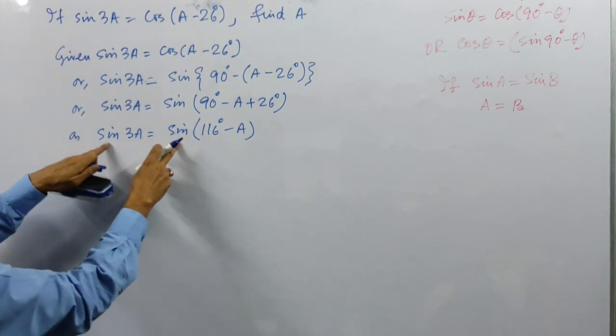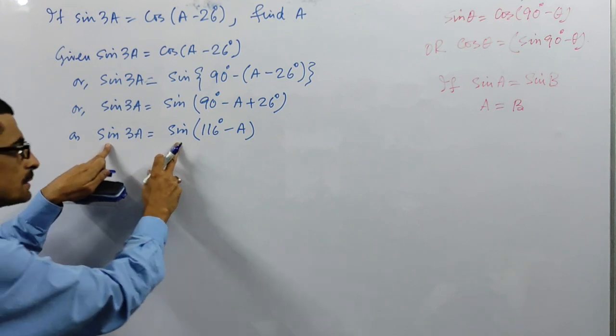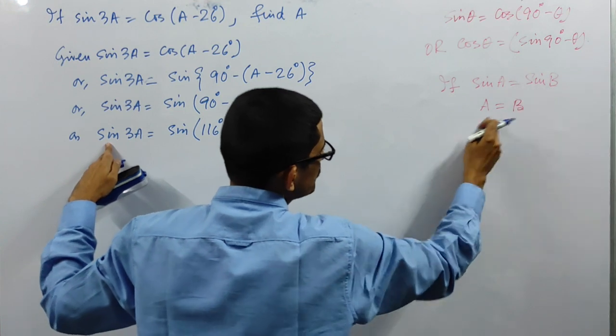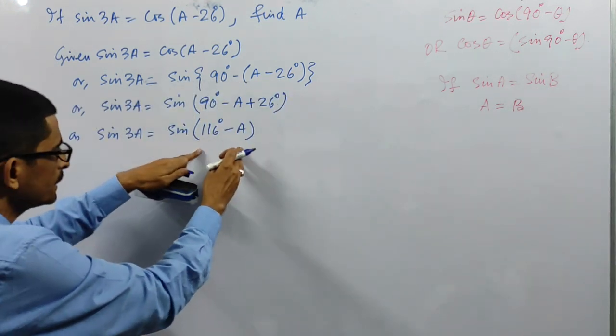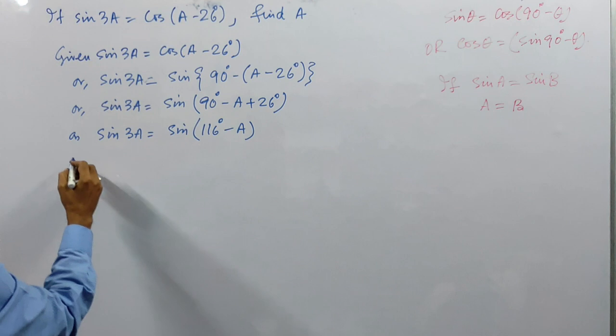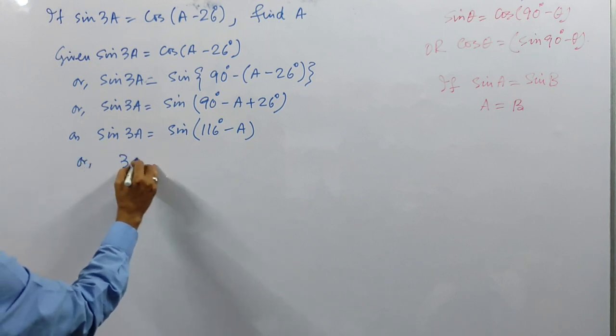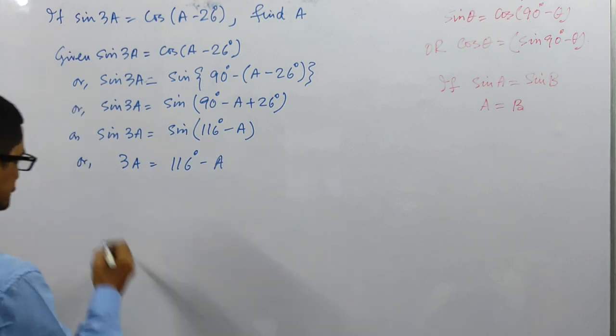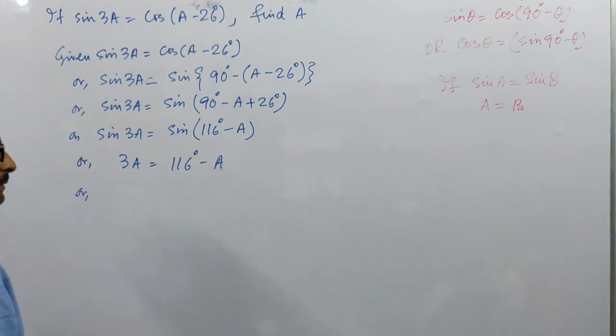Now we have the same ratio, sin, on both sides. As I have written here, if sin A is equal to sin B, A is equal to B. Therefore, the angles are equal now. 3a is equal to 116 degrees minus a.